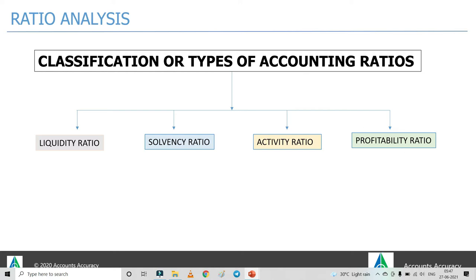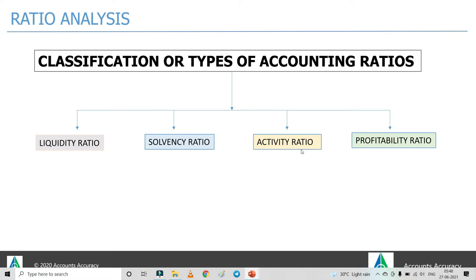Now you must think as a businessman. If you are a businessman, you will definitely want to know how efficient your company is in paying off all your short-term loans. So that is why any company calculates the liquidity ratio, to know its efficiency in paying off all its short-term loans. Next to that comes solvency ratio. Here, after paying all the short-term loans, the company also wants to check how efficient it is in paying off all its long-term loans.